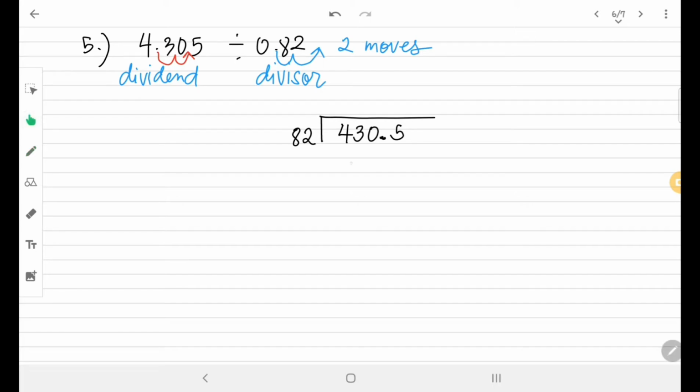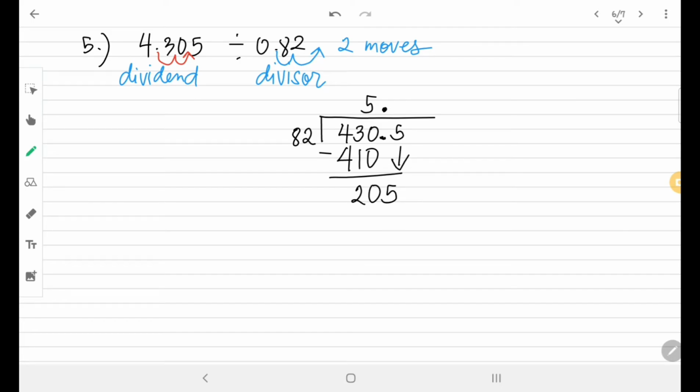Let's now divide: how many 82s can we get from 430? In 4 it doesn't fit, in 43 it doesn't fit, so we use 430. Let me also put the decimal point now so we don't forget it. In 430 it fits, so that's where we place the first digit of the answer, and that is 5. Let's multiply 5 times 82. That is 410. Then we subtract. This is 20, and like ordinary division, we need to bring down the next digit.